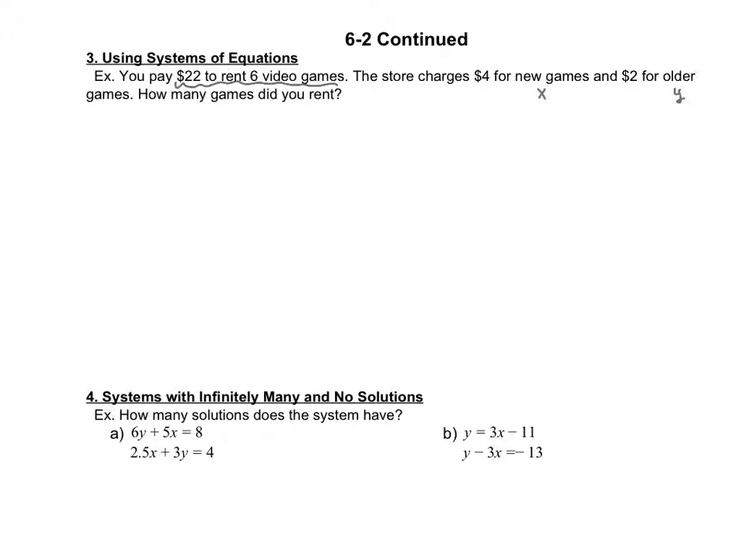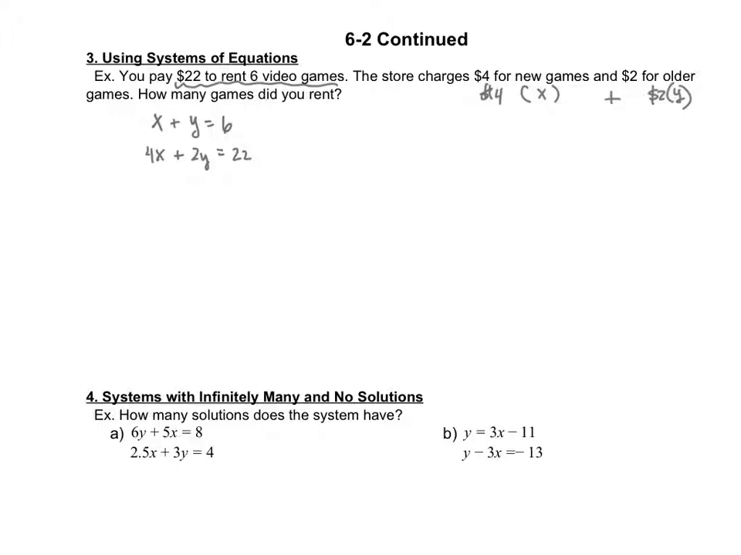$22. So what I could do is say my new games plus my old games equaled 6, because I rented 6 games. And I also know that my new games cost me $4 and my old games cost me $2, and I spent $22. So I can say 4x plus 2y is going to be equal to $22.